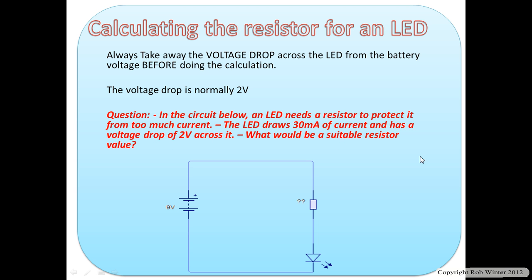What would be a suitable resistor? So, Ohm's law is that volts equals current times resistance. I want to find out resistance, so I've rearranged it to be R is equal to V divided by I. I know the voltage of the battery is 9, and I know that I lose 2 volts across the LED, so 9 minus 2 is 7 volts, and that's what I've written in there, 9 minus 2 in brackets, and divide by my current, which was 30 milliamps.